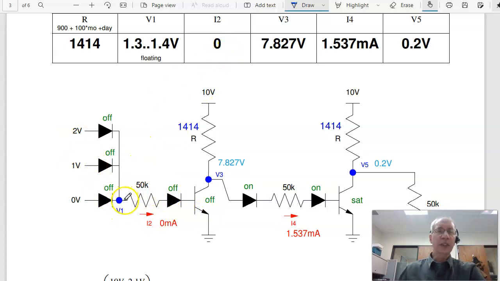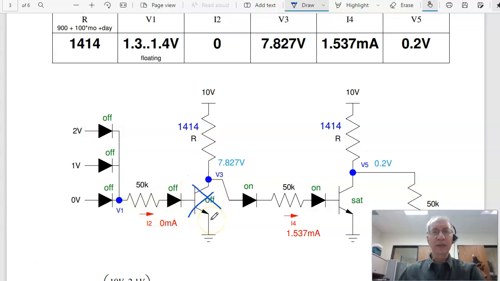The voltage at V1, everything's turned off, so V1 is floating. I know it's at least 1.3 volts, because otherwise this diode would turn on. It's less than 1.4 volts, otherwise these diodes would turn on. So it's something between 1.3 and 1.4 volts. I2 is 0. Again, not enough voltage to turn these on. That turns off this transistor. I now have the path to ground through here.